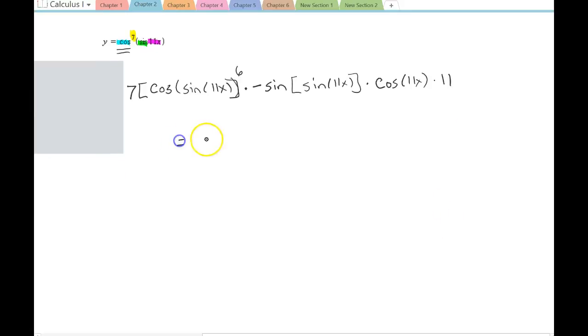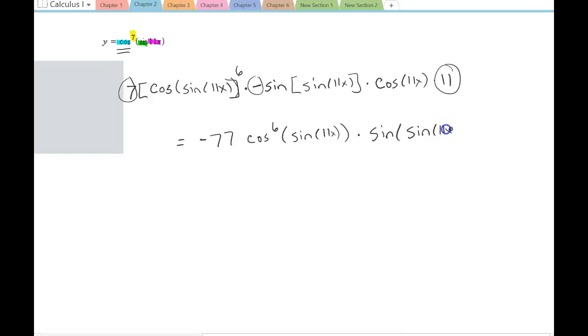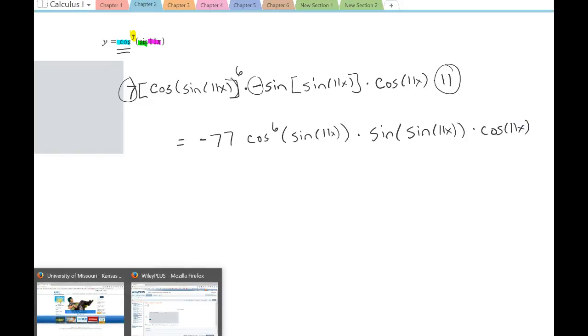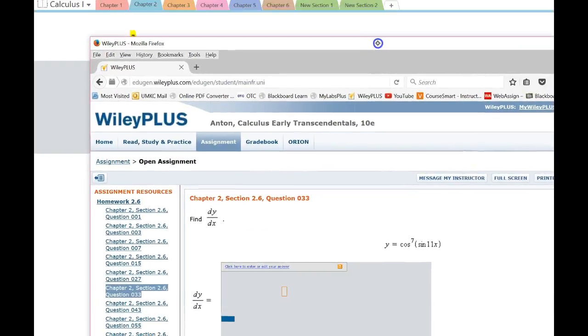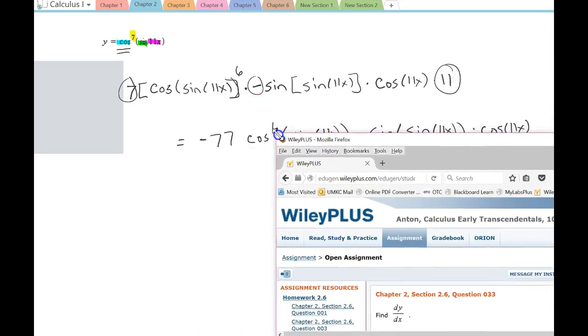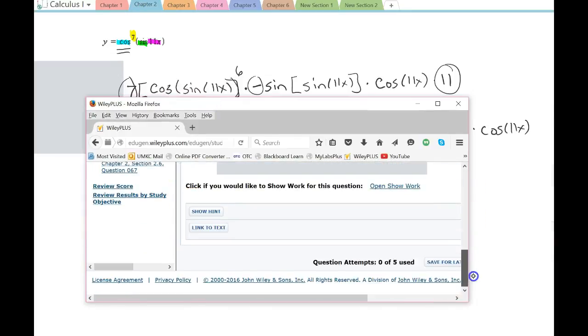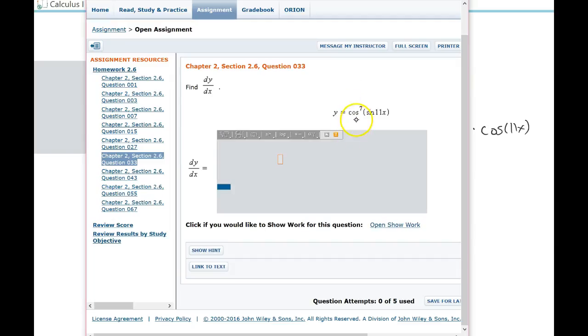So simplifying this, I have minus 77, right? If I have this, this, and this, then I could say cosine to the 6th power of sine of 11x, times sine of 11x, times cosine of 11x. So I'm going to keep that in mind when I go to input that into Wiley and see if I can minimize this so I can see my answer as well.